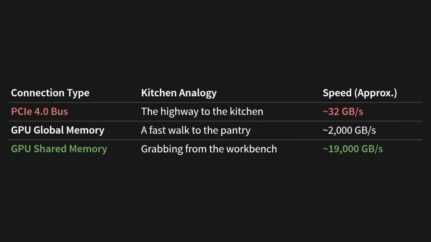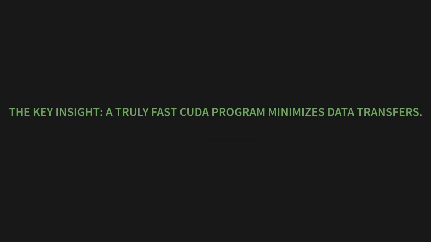Look at this table. Think of the PCIe bus as the highway to the kitchen. It's got a speed of about 32 gigabytes per second. Not bad, right? But now look at the GPU's global memory. Walking to the pantry. That's around 2,000 gigabytes per second. And shared memory, the workbench, 19,000 gigabytes per second. The difference is insane.